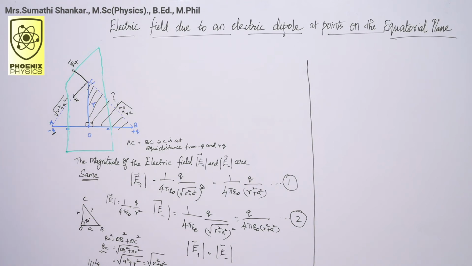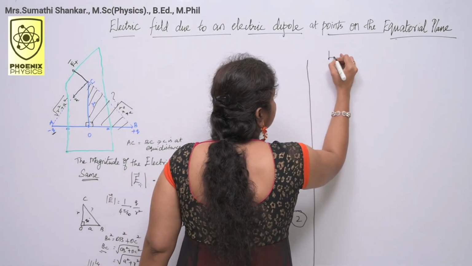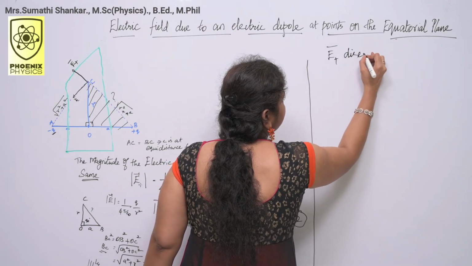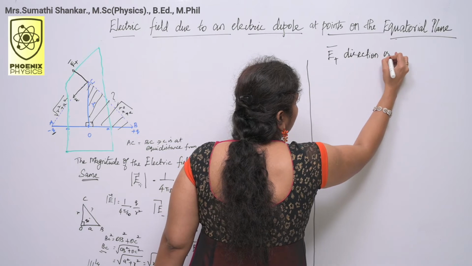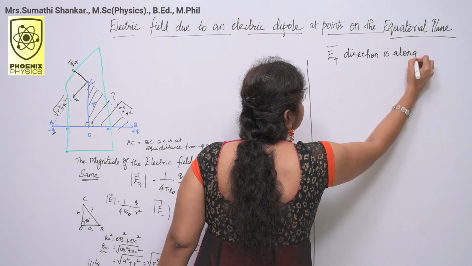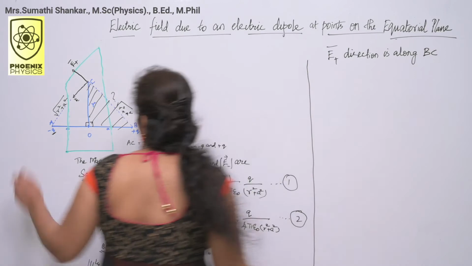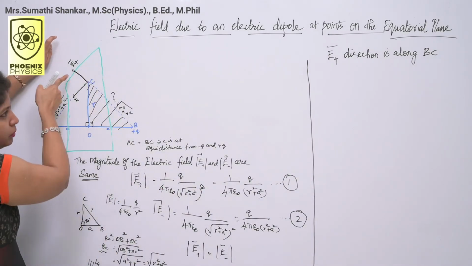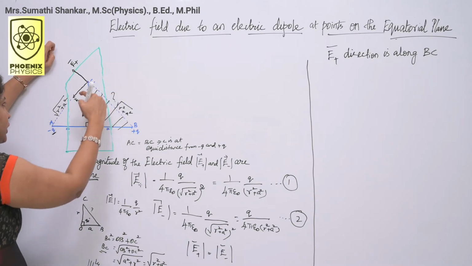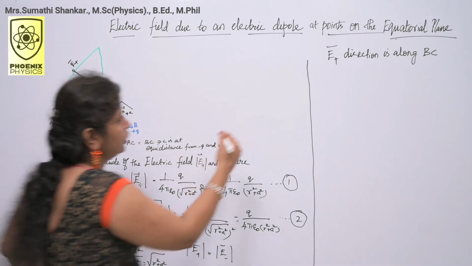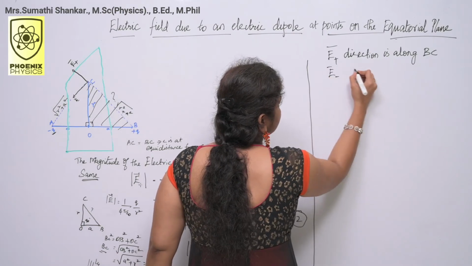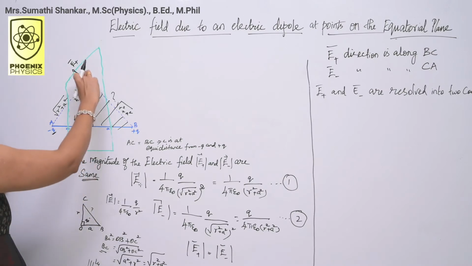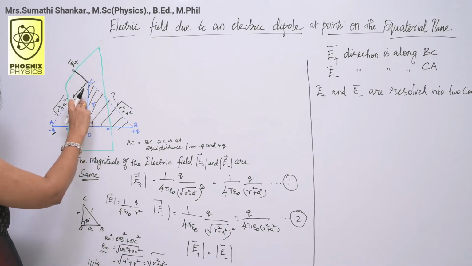What about the direction? E plus direction is, because it is a vector, right? E plus direction is along BC. See, this is my BC line. E plus direction is along BC. What about E minus direction? Along CA. So E minus direction is along CA. So this is my E plus direction, this is my E minus direction.